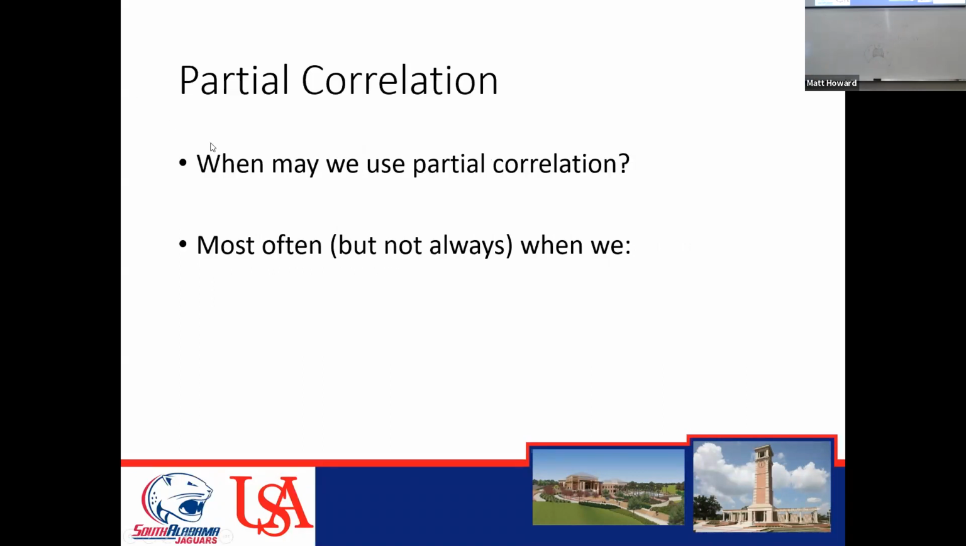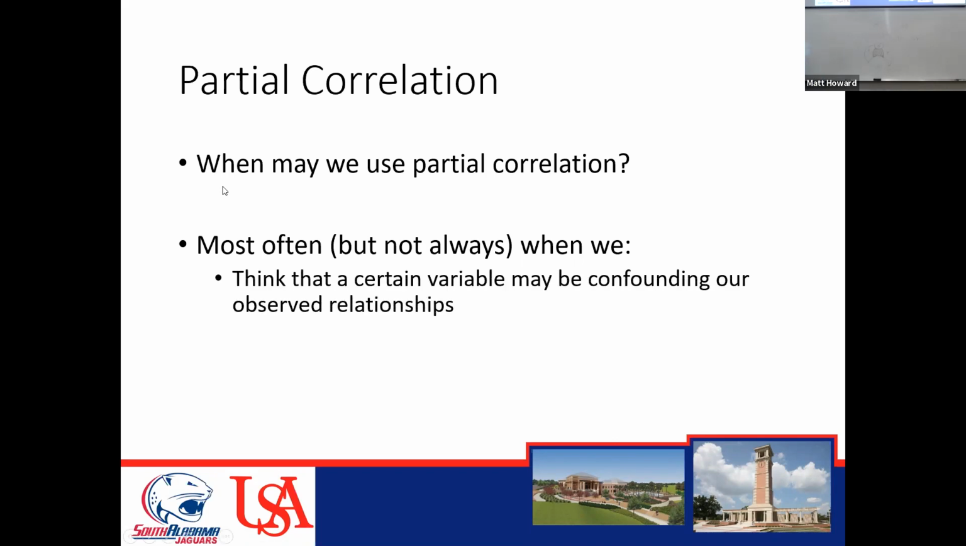So questions you might have would be something like, when would we use a partial correlation? Why do we care about this? Why do we care about controlling for these other variables? This is not always the case, but here are two instances that are pretty common in business, particularly in management. If you think a certain variable is confounding your observed relationships, if you think a certain variable is messing up or biasing your observations, you might want to run a partial correlation.